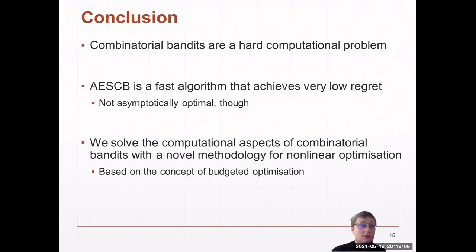So that's all what I wanted to present today. I hope that you could see that combinatorial bandits are a hard computational problem. It's not really easy to find an algorithm that works in polynomial time. AESCB is a fast algorithm that achieves very low regret. It's not asymptotically optimal, but it's an algorithm that you can implement in practice to have good regret with really strong theoretical guarantees. We solve all the computational aspects of combinatorial bandits with a novel methodology to decompose nonlinear combinatorial problems into a series of budgeted optimization problems.